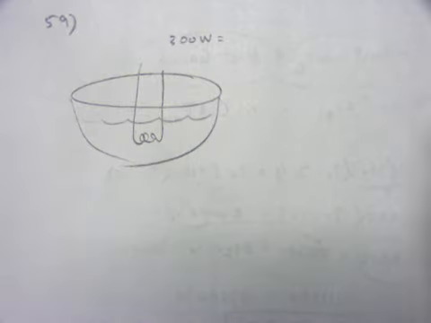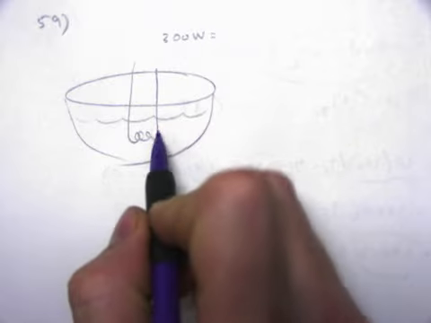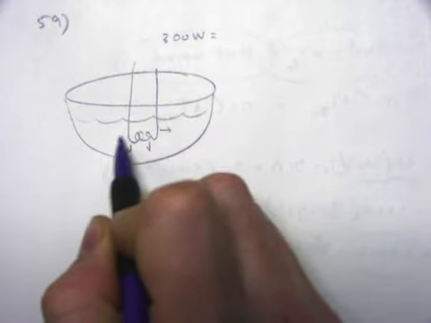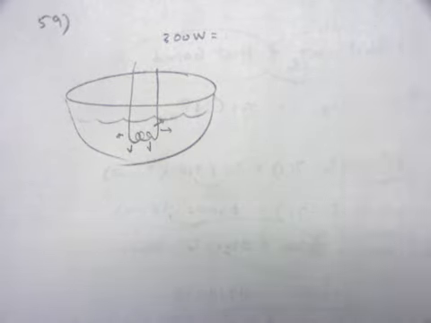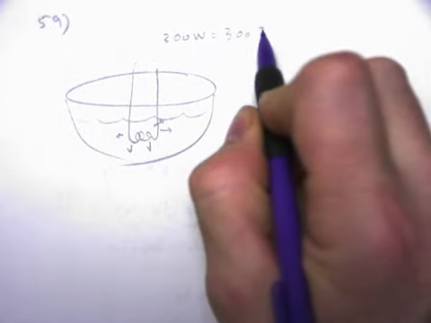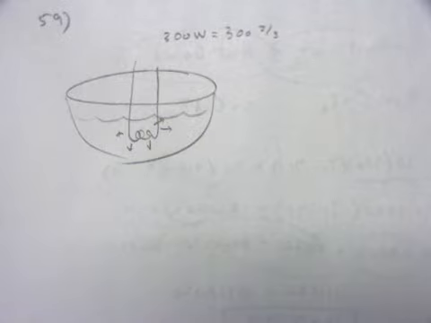Now, the thing to know about a watt is, if you look in the back, the definition of a watt is a joule per second. So this thing is giving heat to the surroundings at a rate of 300 joules per second.